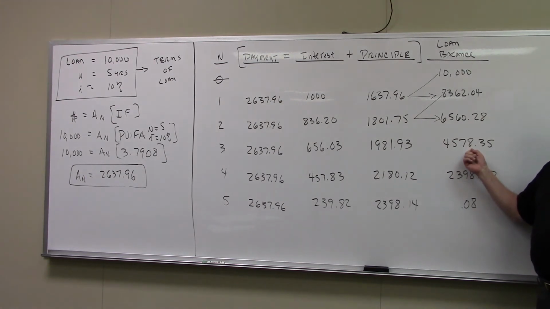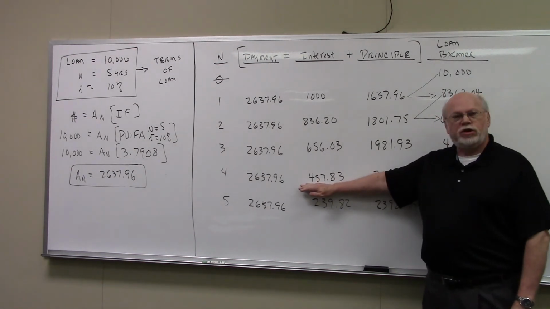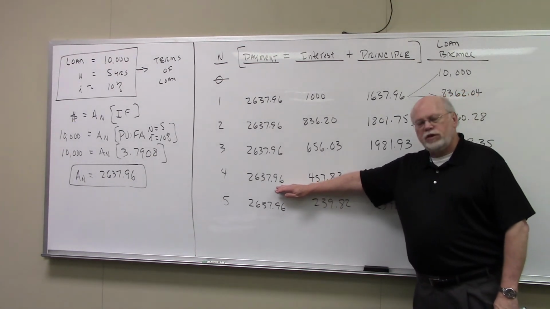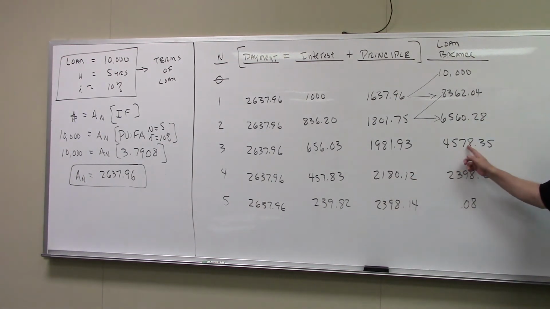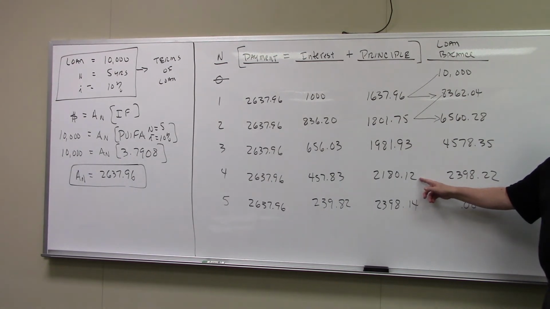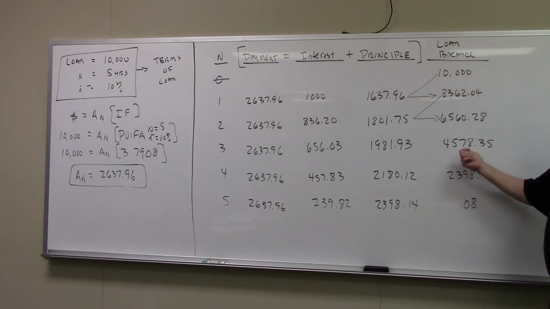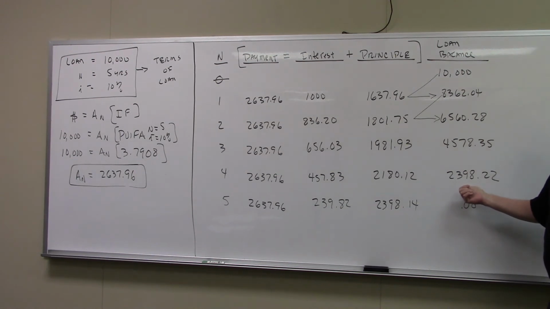So we start the fourth year owing the bank this much money. We use that much of their money for a year, they're going to charge us 10% of that, or $457.83 in interest. The difference between the payment and the interest is the principal portion of the payment. And that means with the fourth payment, we've paid down $2,180 of the loan. That means we start the last year owing the bank $2,398.22 at the beginning of the last year of the loan. $4,578 minus $2,180 gets us $2,398.